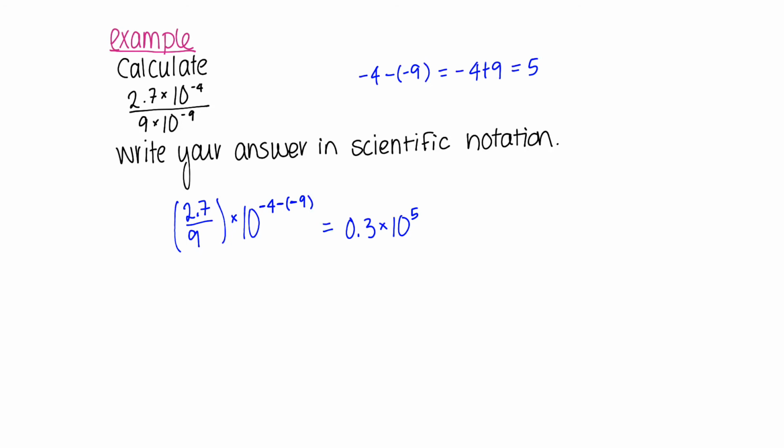This is not in scientific notation because this number right here is 0. So we need to make this number bigger by moving the decimal point over. So that would be 3 times. If you make the number bigger, you make the exponent smaller. So I'm going to subtract 1 off of its exponent. So you have 3 times 10 to the 4th.